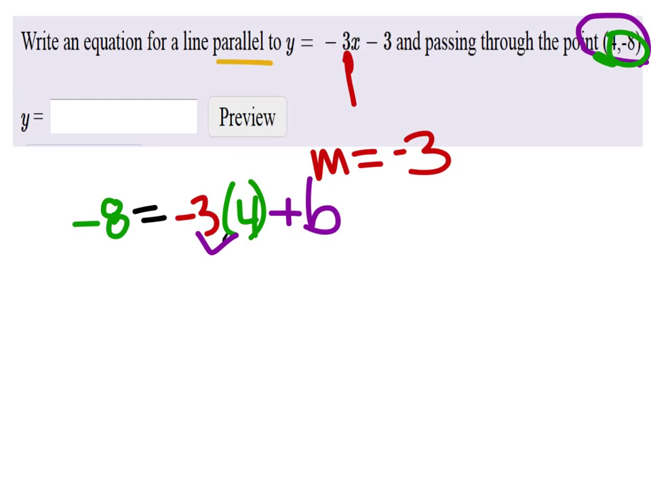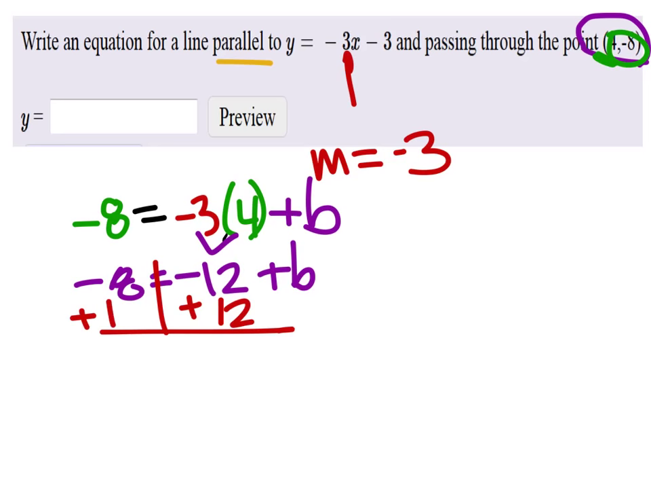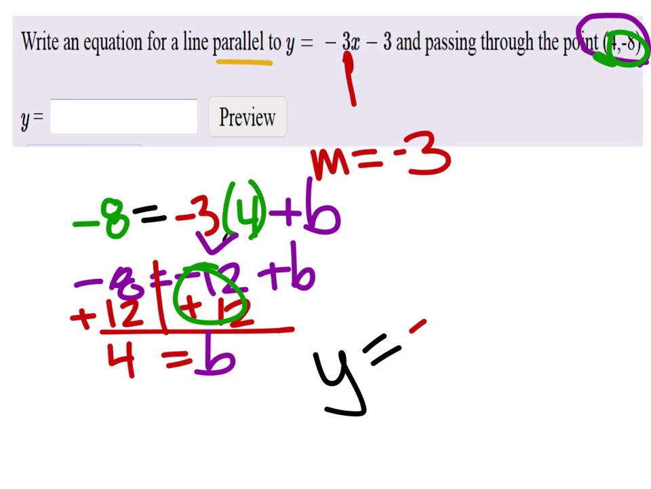So -3 times 4 is -12. I got -8 equals -12 plus b. Now to solve for b, I'll just add 12 to both sides. And we see that 4 equals the b value. Now that we've identified the m and the b, all we need to do is rewrite the equation. y equals the m, which was -3, times x, and then plus the b value, which was 4.